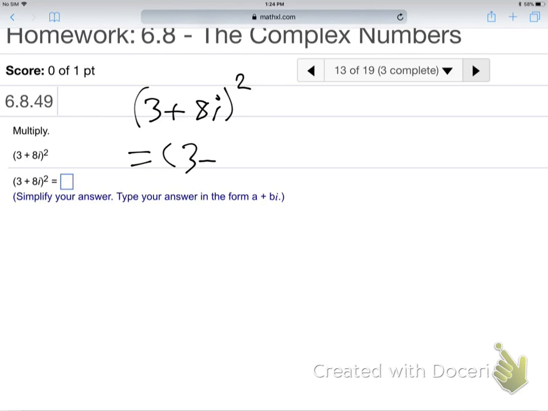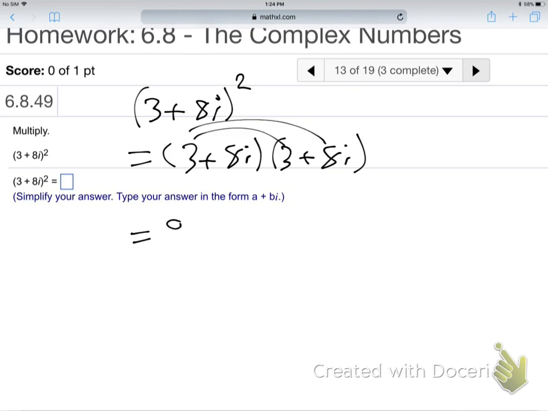Instead, you have to actually write 2 parentheses and do the whole FOIL thing. So make sure you're remembering that. When a 2 is on a parenthesis, you got to write 2 parentheses and FOIL. So take it from there. The rest is normal. Boom and a boom. 9 plus 24i, plus 24i plus 64i squared.